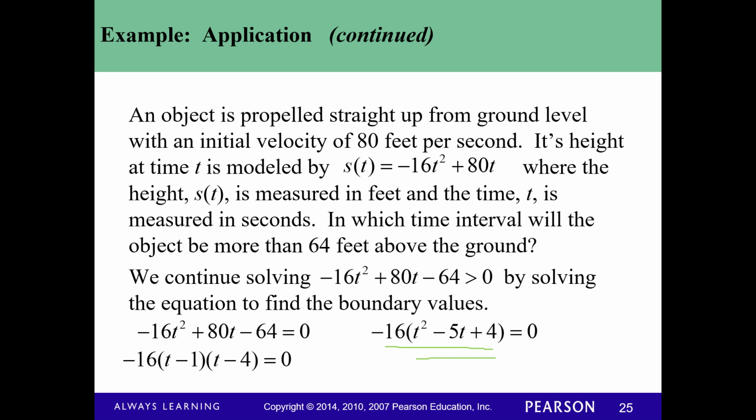It's only going to be 0 wherever the factors are equal to 0. Both of these two factors, or one of them, could be 0. So we're getting t is 1 and t is 4. Alright, so we have the two critical values, and now we're going to have to set up an interval.